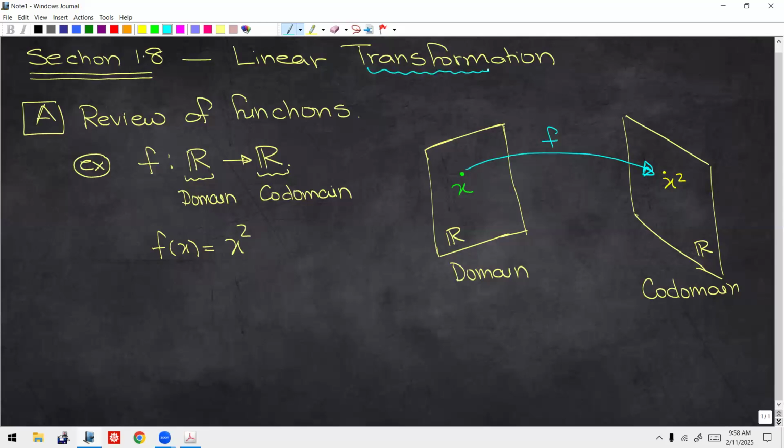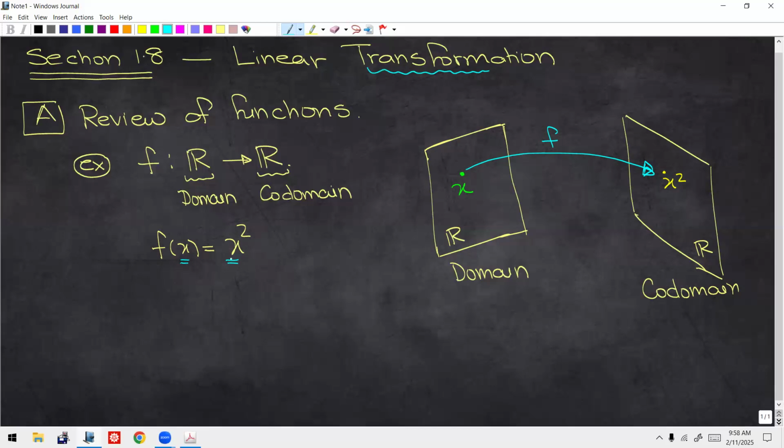Okay, except in our case, instead of having real numbers on either side for the input and output, we're going to have vectors. Okay, that's the only difference that we are going to come across. Instead of working with real numbers, we're going to be working with vectors.